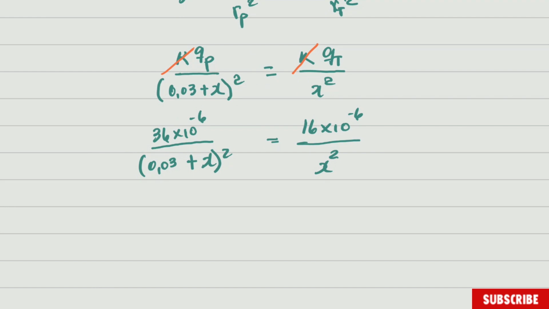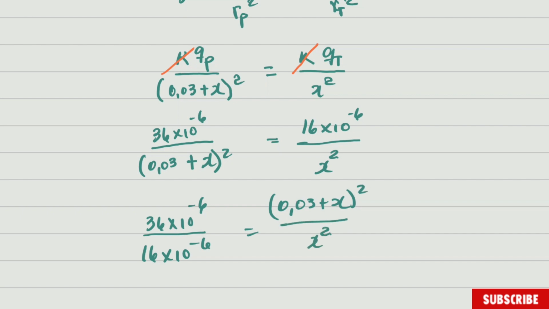So now we're going to rearrange this. We're going to do a cross product here. We keep the 36 times 10 to the minus 6 divided by 16 times 10 to the minus 6, and the other side will have 0,03 plus X squared divided by X squared. Now we can also cancel the 10 to the minus 6. This is simple math, so we can cancel this one and this one. So what do we have here?